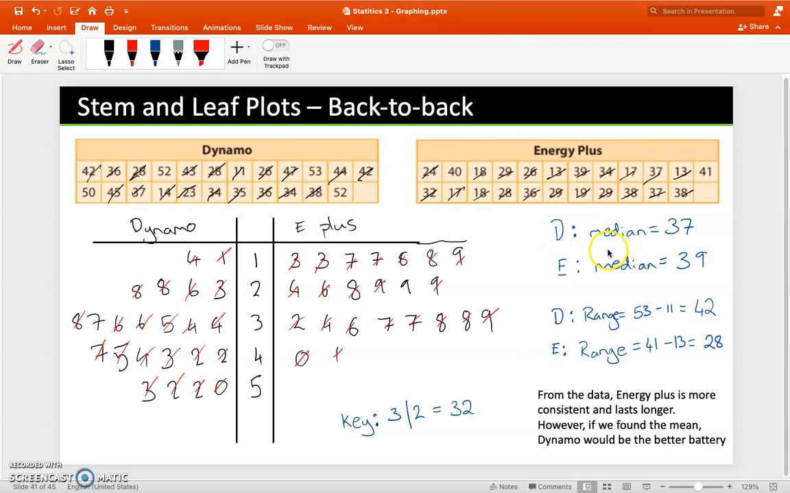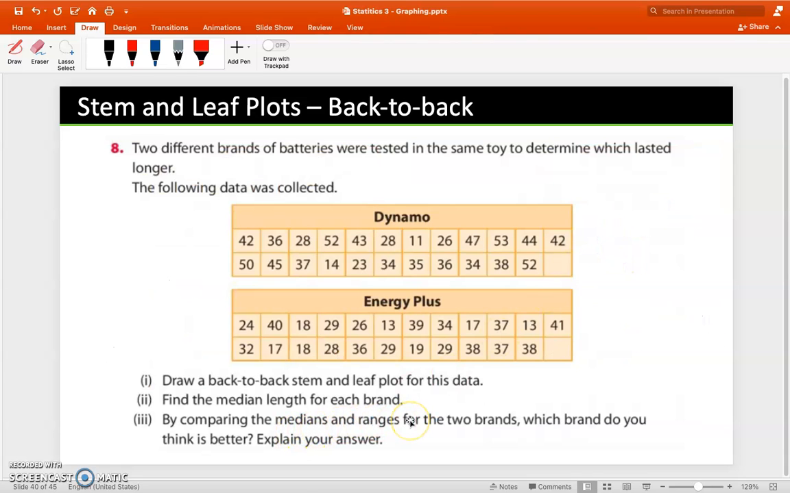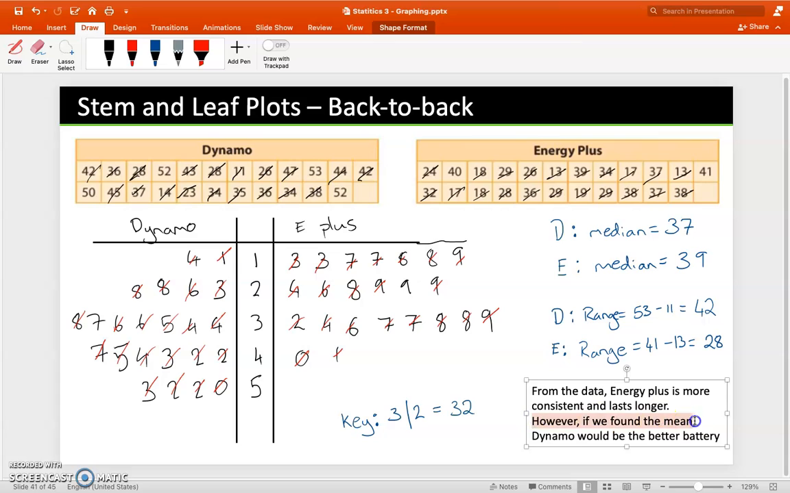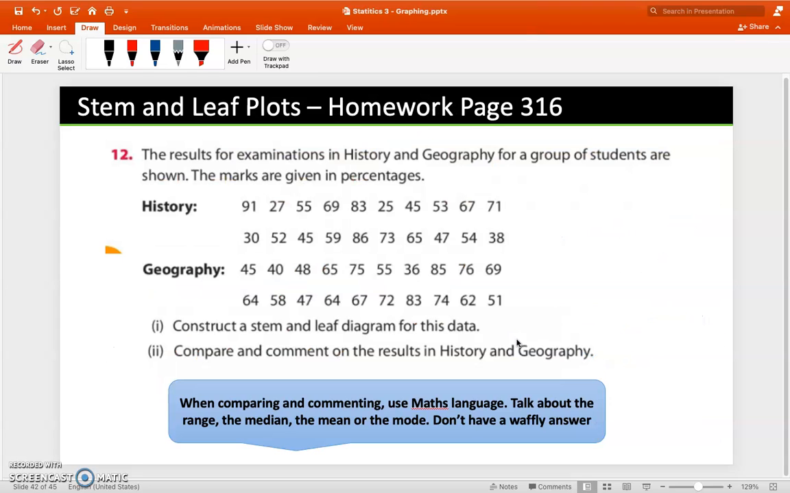If we just compare, because the question only asks for the median and the ranges, it doesn't talk about anything else. From the median and the ranges, it actually looks like Energy Plus is better because Energy Plus's range is smaller and its median is higher. So it says that they're more consistent and it lasts longer. But if we were to find the mean, that's why I've included this little comment just here. I think Dynamo would work out to be the better one. So that's another example of how sometimes it's difficult to choose which type of data. Okay, so that question is done.